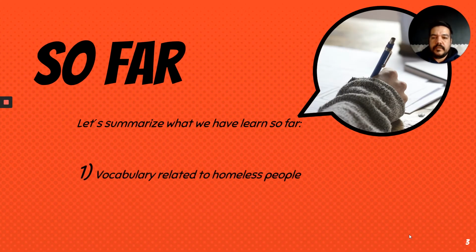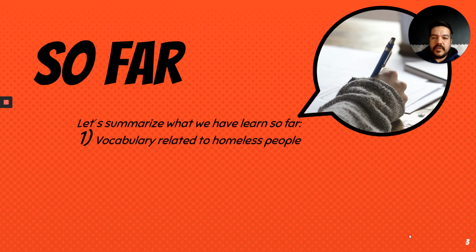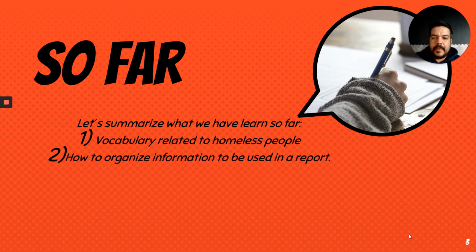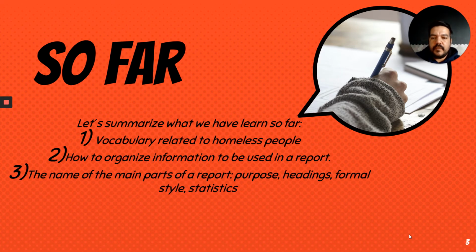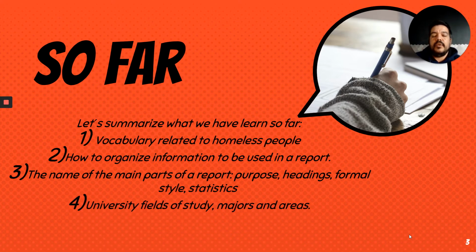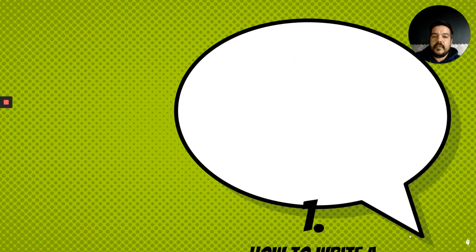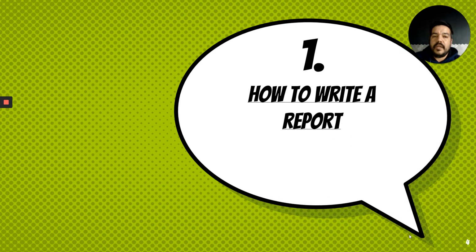So let's see what we have learned so far. 1. Vocabulary related to homeless people. 2. How to organize information to be used in a report. 3. The name of the main parts of a report: purpose, headings, formal style, statistics. 4. University fields of study, majors and areas. And 5. To use imperatives. So let's begin with how to write a report.